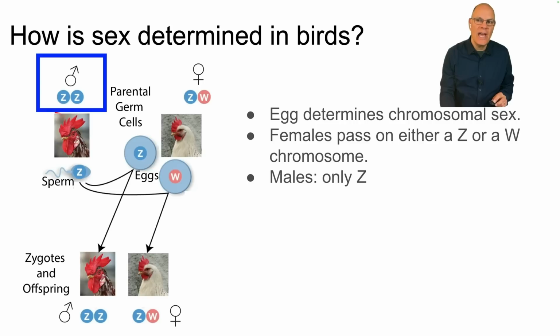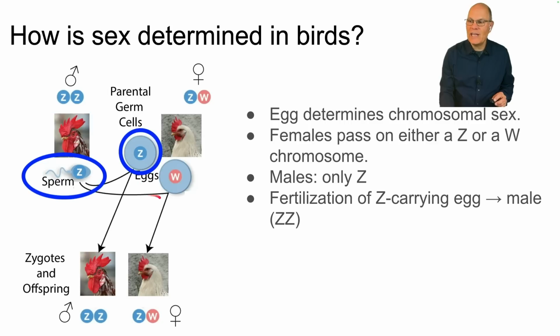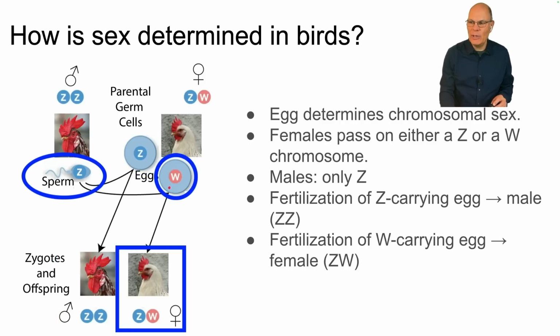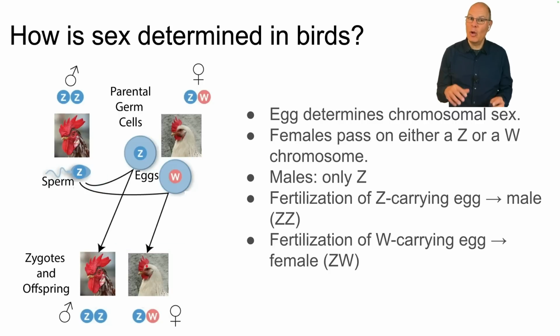The males have two Z chromosomes, so when they form their sperm, all of the sperm carry Z. Fertilization of a Z-carrying egg will lead to a male who's ZZ. Fertilization of a W-carrying egg will lead to a female who is ZW. That's chromosomal sex determination in birds.